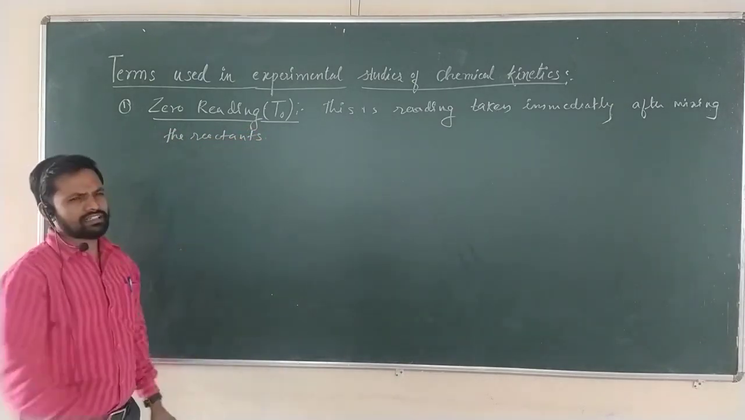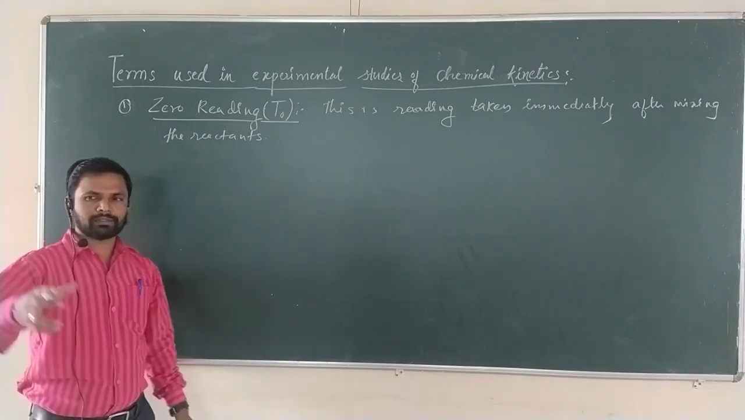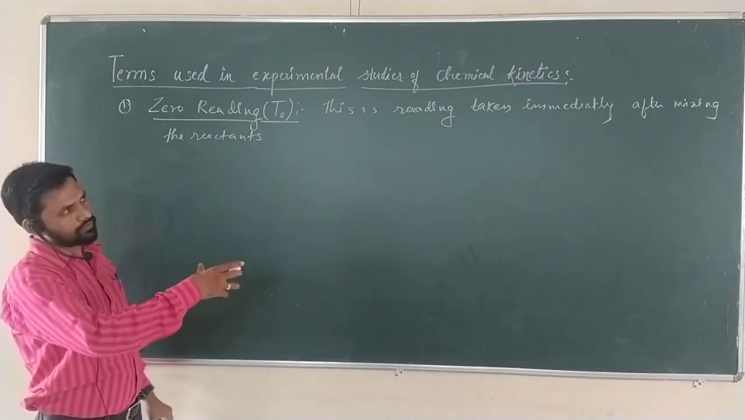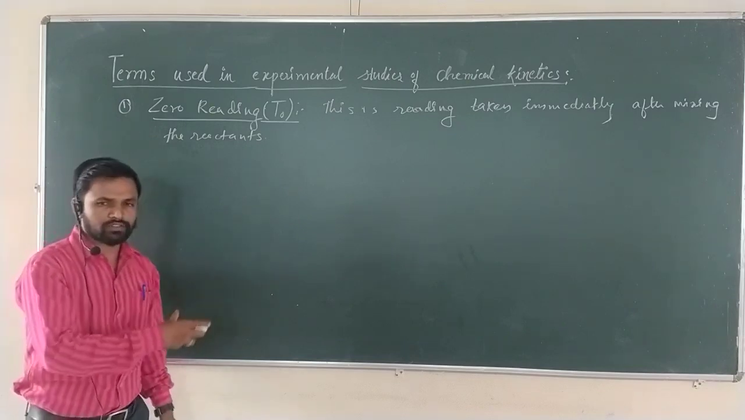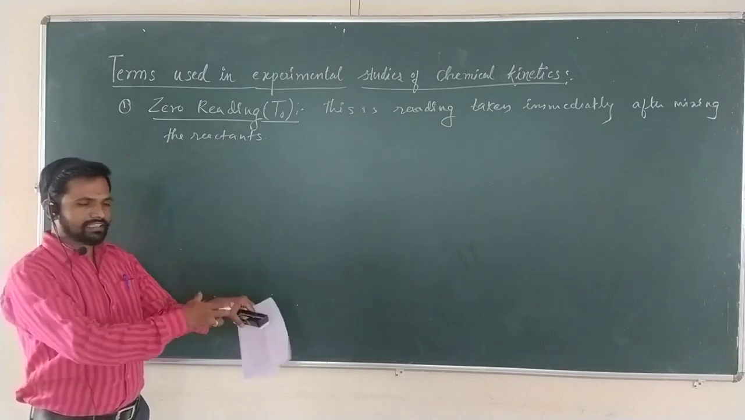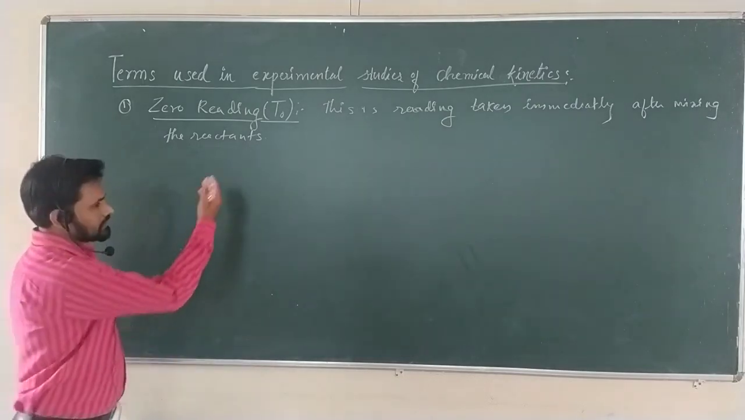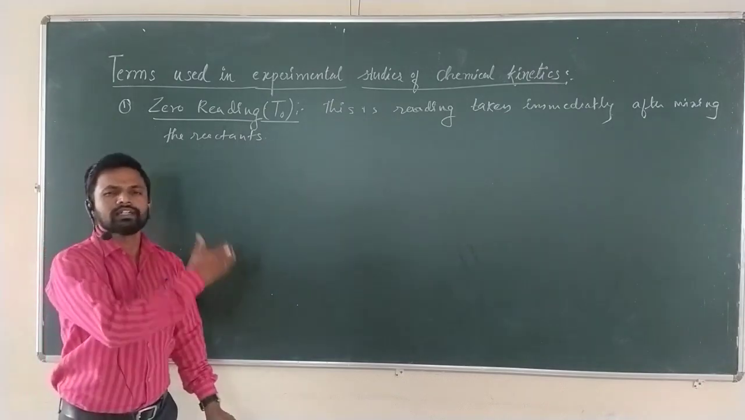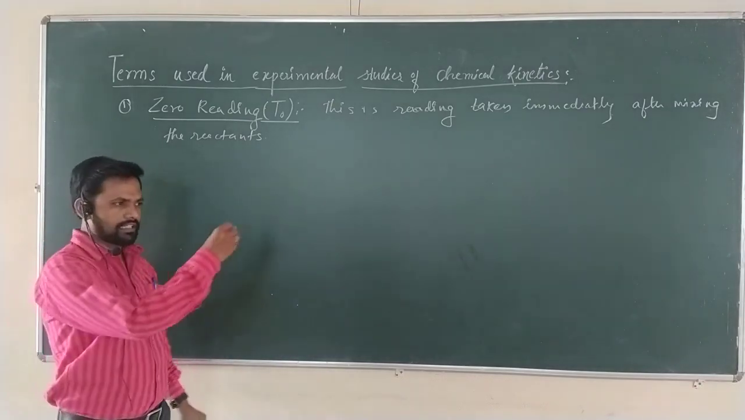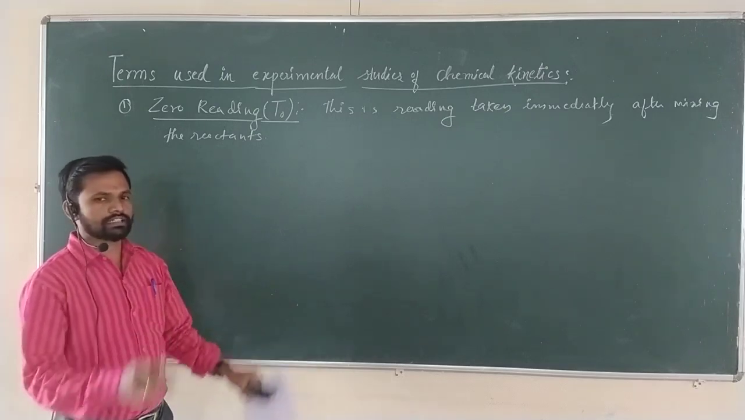What do you mean by zero reading? Very simple. If you are performing a study of the kinetics of a particular chemical reaction, and two reactants are taken, A and B, let us consider the example of hydrolysis of methyl acetate, in which methyl acetate is added with HCl. These are the two reactants.